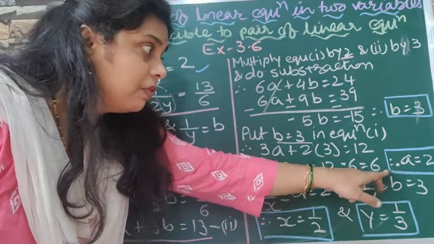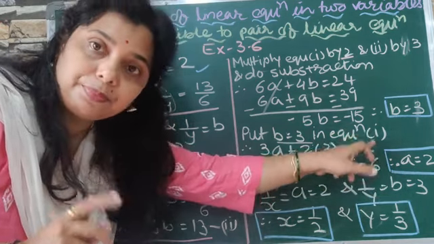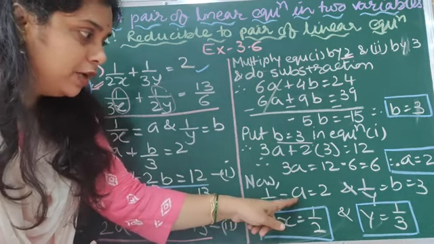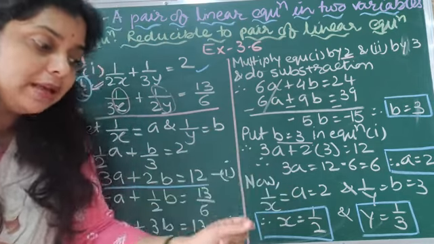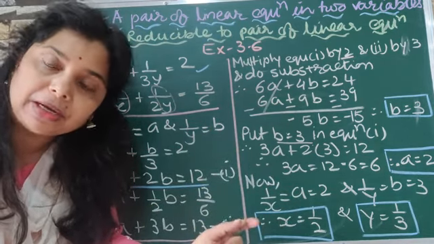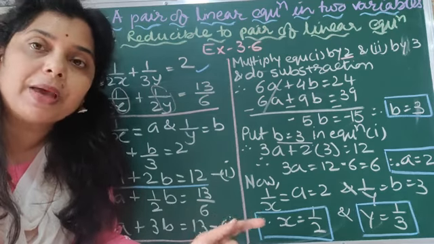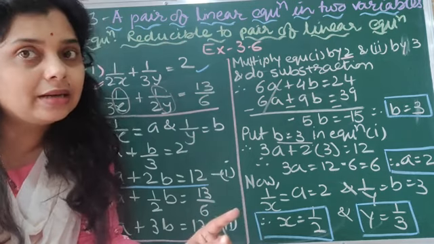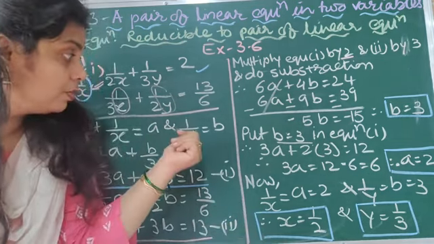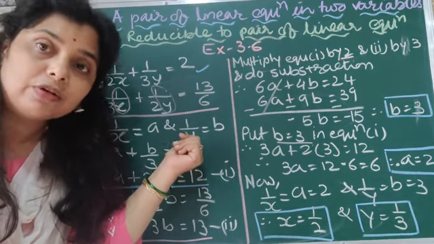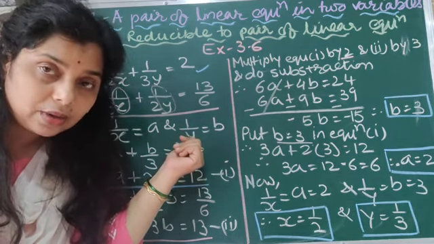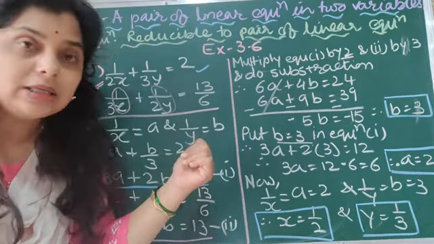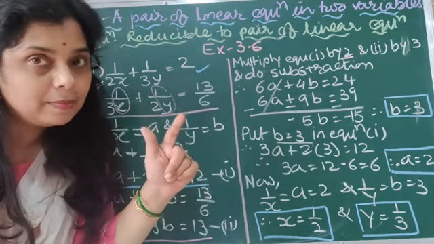By this way we will get values a and b. After getting the values, our main aim is to find the solution of a pair of linear equations in two variables, and those variables are x and y. Here we assume 1 upon x is equal to a and 1 upon y is equal to b. So a and b are not the actual variables; in this case the actual variables are x and y.